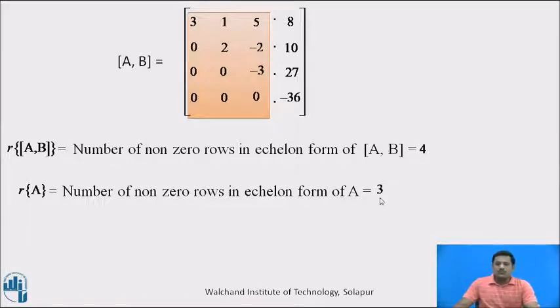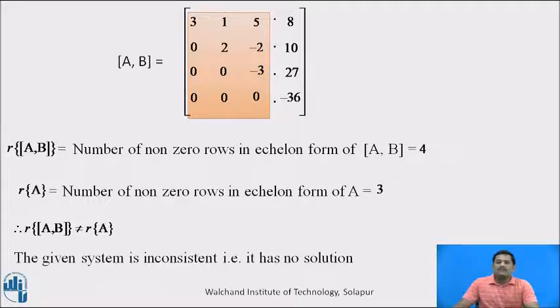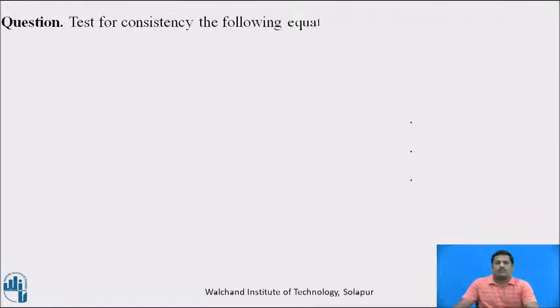Now from these two, we can say that rank of augmented matrix AB is not equal to rank of coefficient matrix A. It means that the given system is inconsistent according to the condition of consistency. Inconsistent means the given system has no solution. Let us consider one more example.